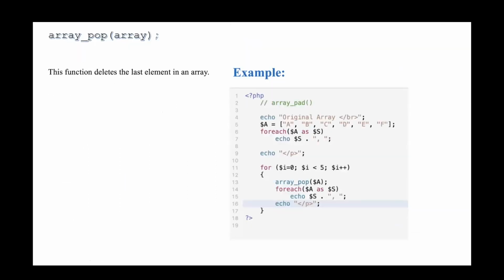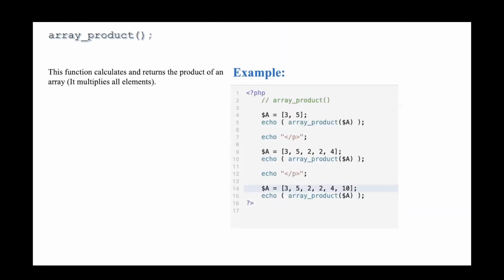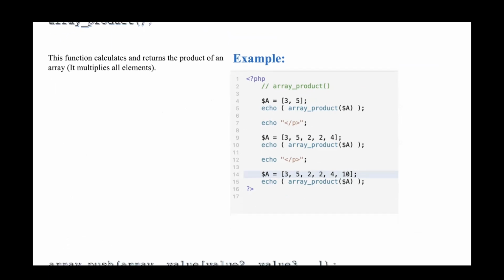The array pop function deletes the last element in an array. It's always the last one, so you have to be careful with this. The product returns the product of an array. It basically multiplies the elements of the array, and it's always all of the elements times a specific element.